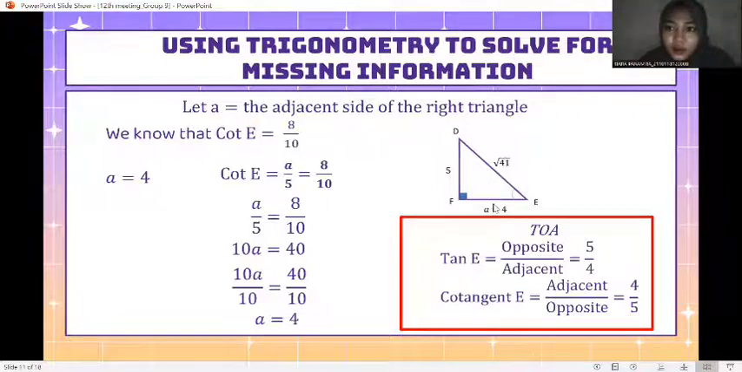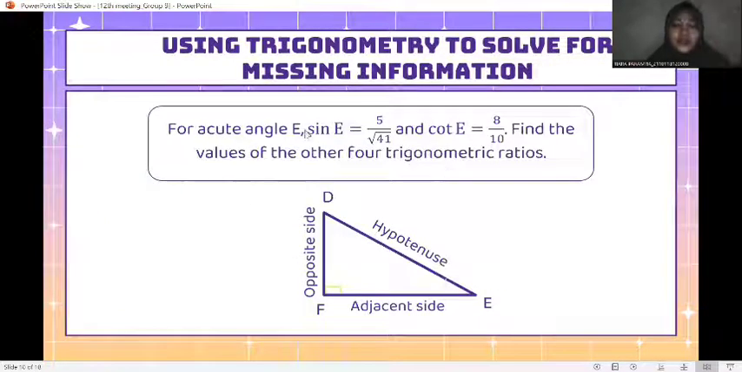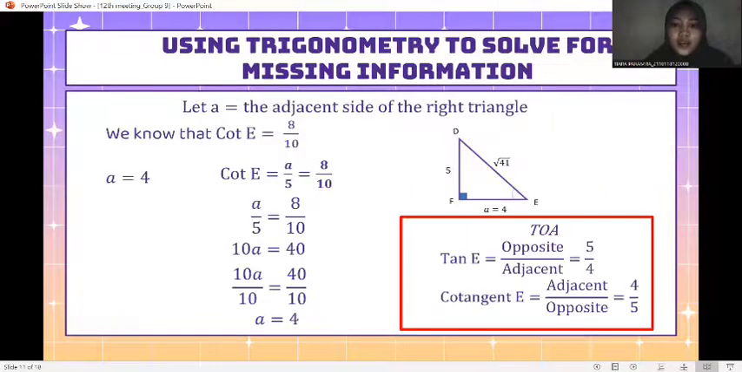We can draw a new picture, and we got A equals 4. In the problem, sine equals 5 divided by square root of 41. Sine equals opposite side divided by hypotenuse. So the opposite side is 5, the hypotenuse is square root of 41, and the adjacent side A equals 4.